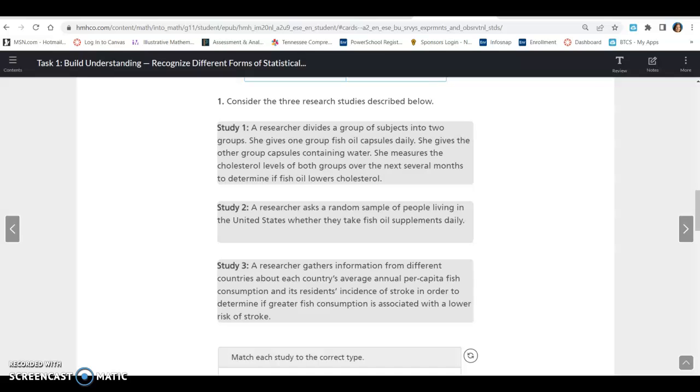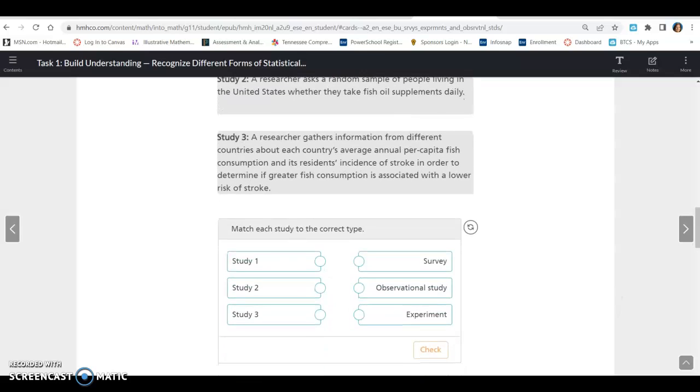Study 2. A researcher asks a random sample of people living in the United States whether they take fish oil supplements daily. And Study 3, a researcher gathers information from different countries about each country's average annual per capita fish consumption and its residents' incidence of stroke in order to determine if greater fish consumption is associated with lower risk of stroke. All right, so it says match each study to the correct type.